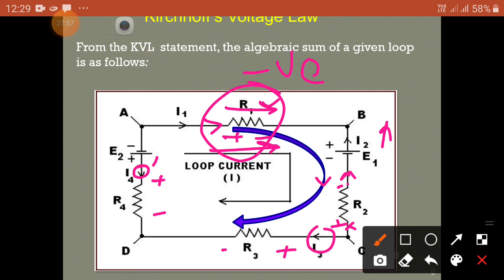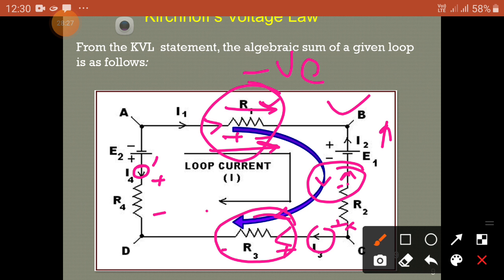Now in this case, you are taking the voltage: the current direction is in this direction and the loop direction is the opposite direction, so you have to take this as positive. Now here, the current direction and the loop direction are opposite, so you have to take the positive value. Now in this element, the current direction and the loop direction are the same direction, so you have to take the drop as a negative value.